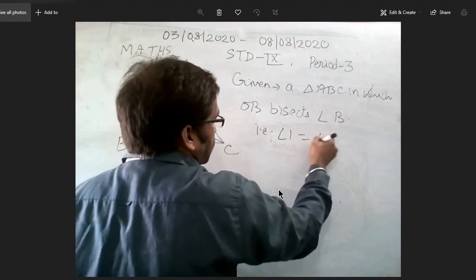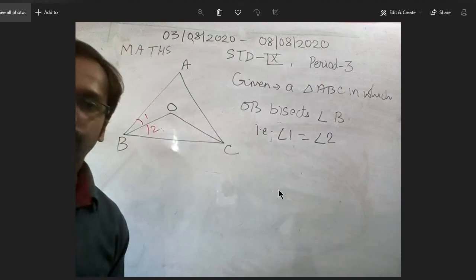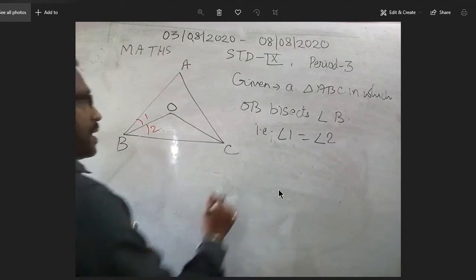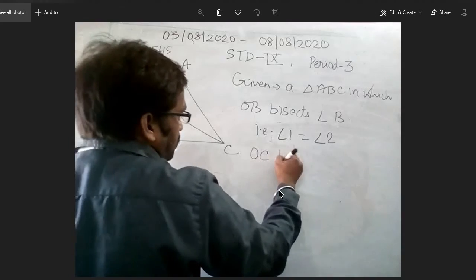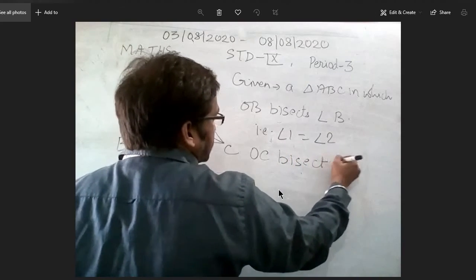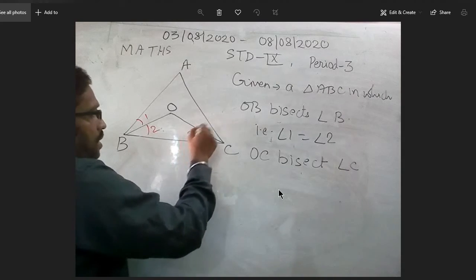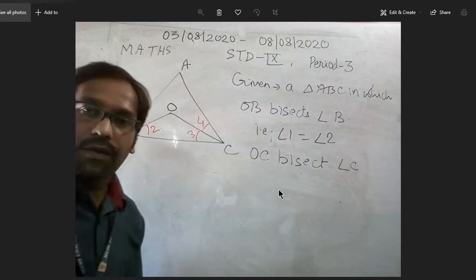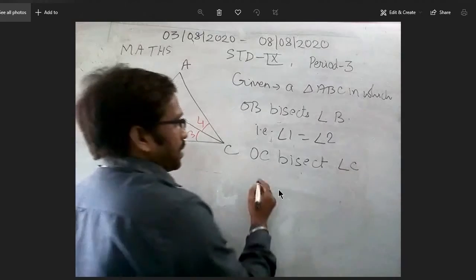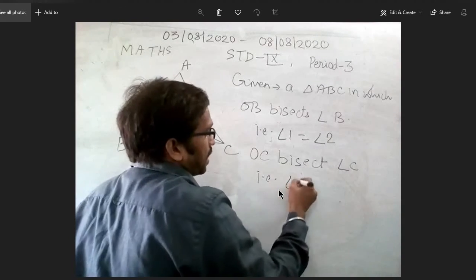Similarly, OC bisects angle C, that is angle ACB. So we can say that angle 3 is equal to angle 4. Why? Because see, this is angle 3 and angle 4. These two angles will also be equal because this OC is the bisector here. So let us write that.